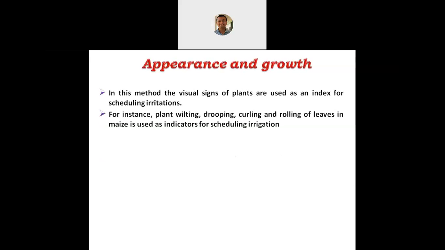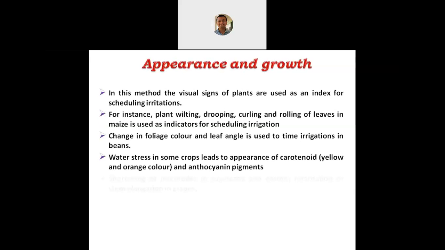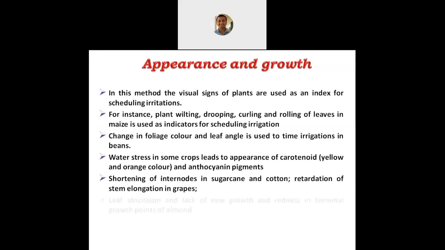So the first approach is the appearance and the growth. For instance, if we observe that the plant is wilting or drooping or curling or maybe the leaves are rolling, we can easily understand that the plant is under stress, and if the soil is dry, then it is quite obvious that it is water stress. So these indicators can be used for scheduling of irrigation.